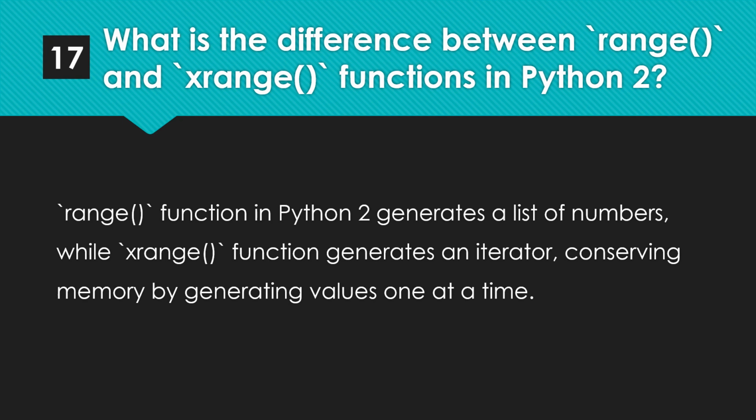What is the difference between range and xrange functions in Python 2? Range function in Python 2 generates a list of numbers, while xrange function generates an iterator conserving memory by generating values one at a time.